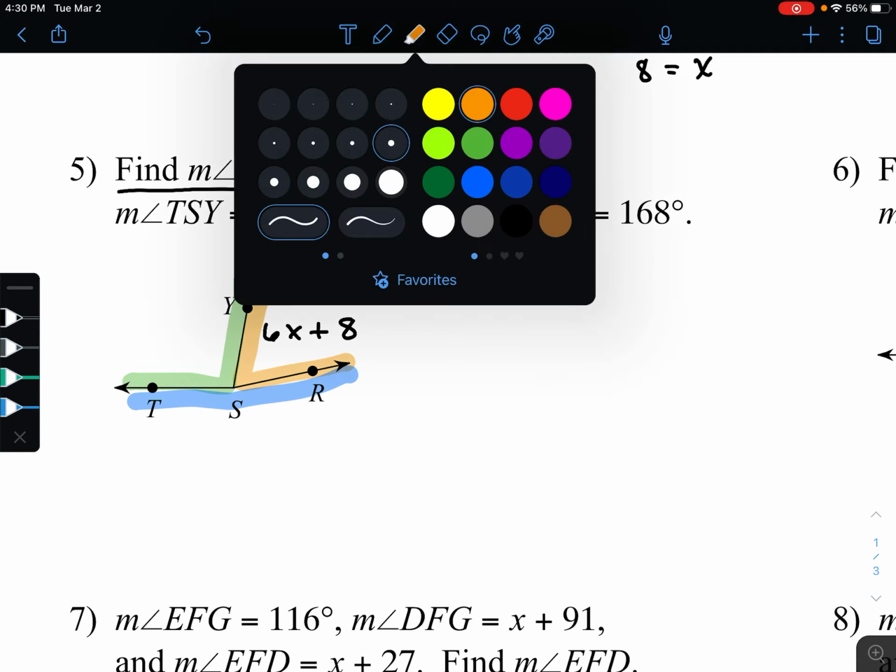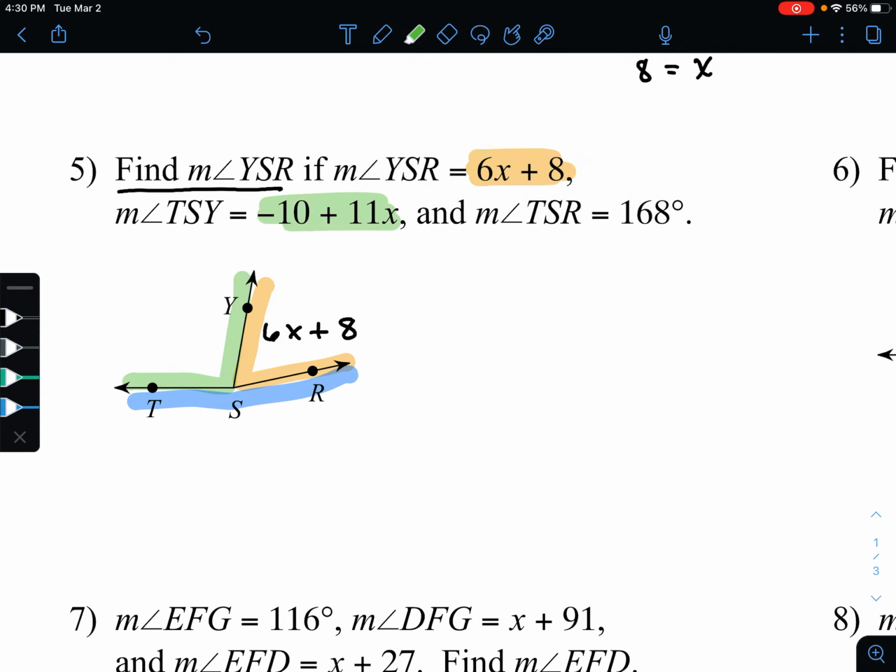TSY is our green angle. So that's this right here. So I'm going to put that right there. And then TSR is the whole big angle. So that's 168. That's the whole thing. So then we add the two angles that are adjacent to each other, or next to each other. So negative 10 plus 11x plus 6x plus 8, and we set it equal to the total.